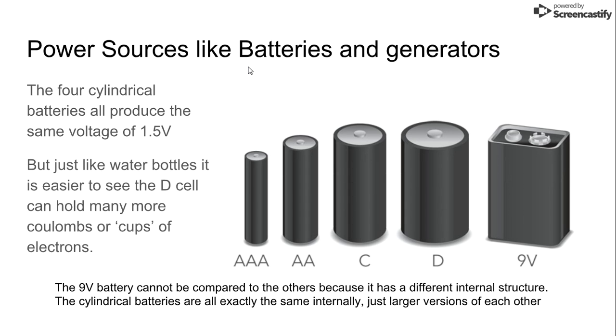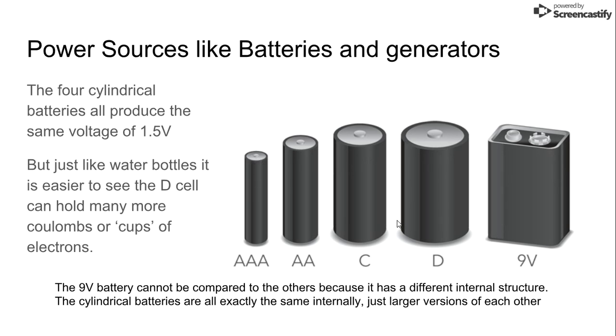Now, all of these batteries, except the one on the right, have the same voltage, 1.5. So the 9-volt battery doesn't apply here. These 4 batteries here are beautifully designed because they look exactly what they are. They're canteens. So which of these batteries holds more electrons? I think that's pretty obvious. The D battery holds nearly 4 times the total compared to the AAA.